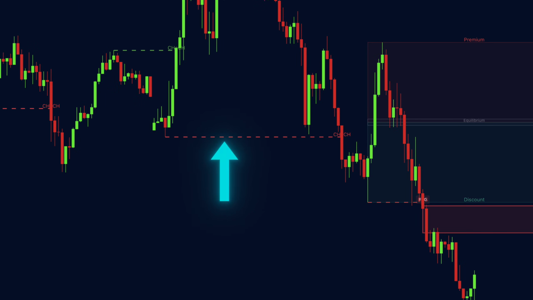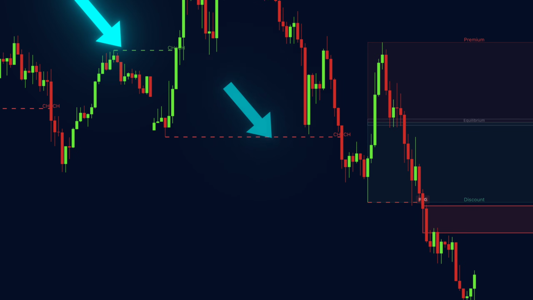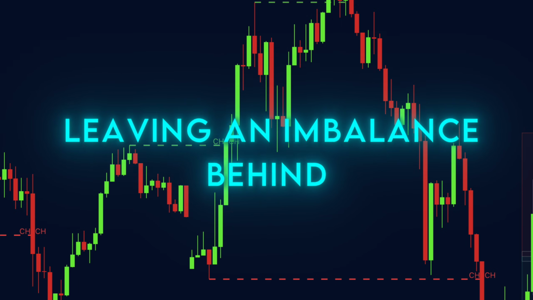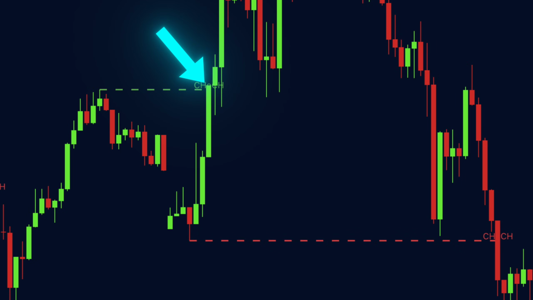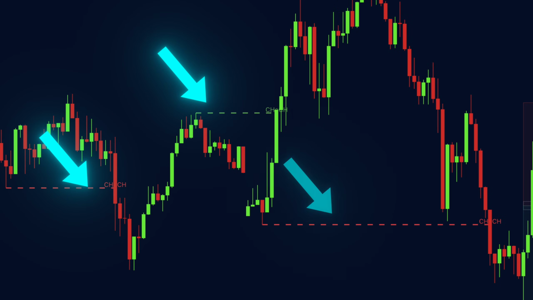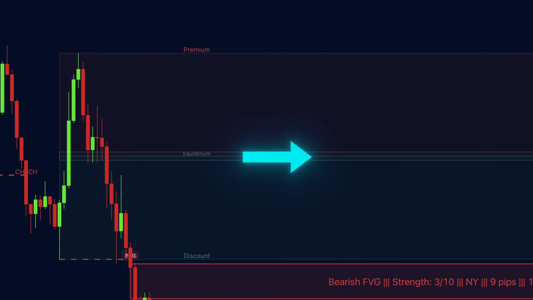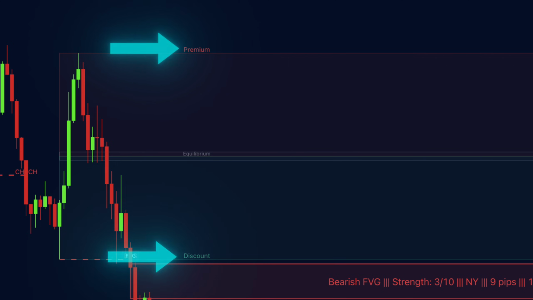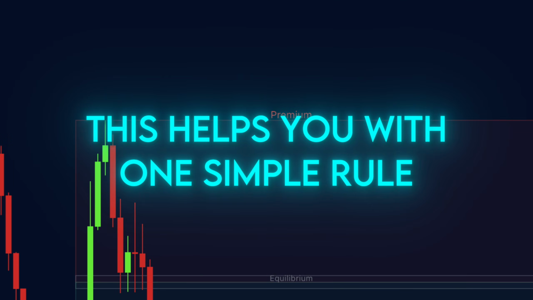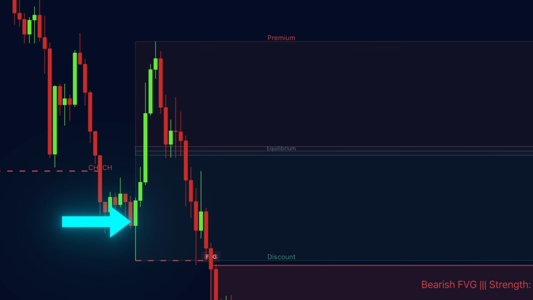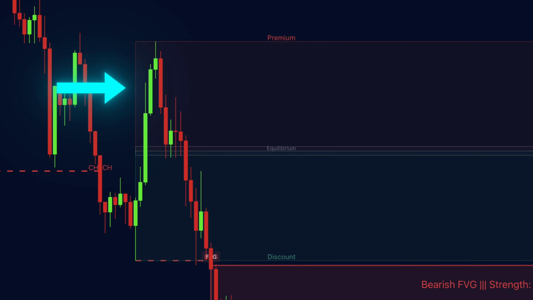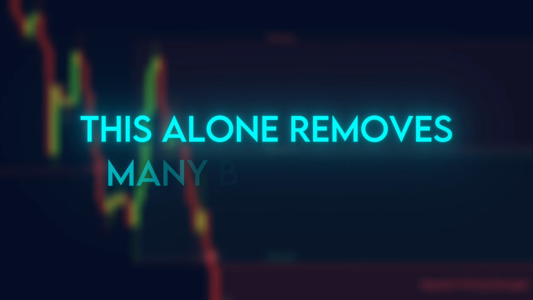Next, notice the fair value gaps on the chart. These appear as highlighted gaps between candles. A fair value gap forms when price moves very fast in one direction, leaving an imbalance behind. When price comes back to these gaps later, the market often reacts. You don't need to predict this, the indicator shows you exactly where those imbalances are. Now look at the shaded area across the chart. This is the premium and discount zone. The lower part of the range is discount. The upper part of the range is premium. This helps you with one simple rule. Smart money buys low and sells high. So when price is in discount, you look for long trades. When price is in premium, you look for short trades. This alone removes many bad trades.